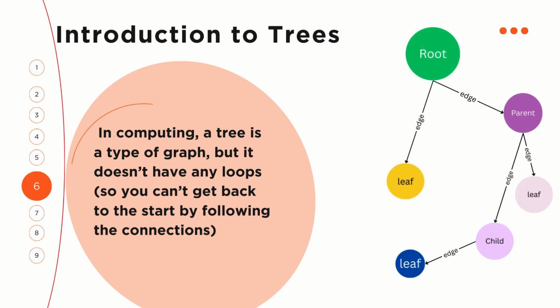Let's now look at what trees are. In computing, a tree is a type of graph, but it doesn't have any loop. So it simply means that you cannot get back to the start by following the connections. But unlike the graph, where you can see how we can follow the edges back and get back to the very starting point. So in trees, see it as a family where we have the grandparent, and then we come to the parent, and then we come to the children, and then the children can also have children.